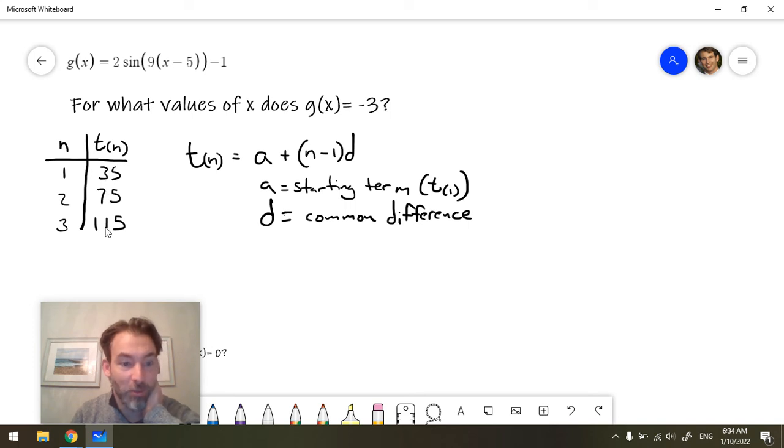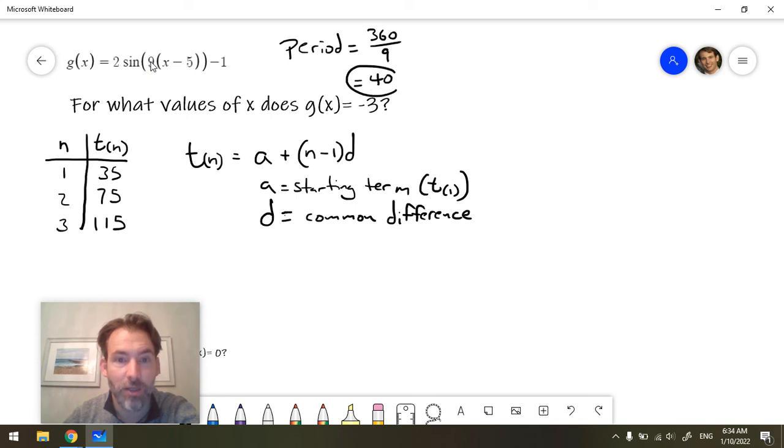We can see that these are growing by 40 at each time. And we can look at this 9 should be giving us a period of 40. So watch, if I know that 9 is K, let's find the period. So the period is equal to 360 divided by K, which is 9 in this case. That's equal to 40. Okay, so that gives us the common difference, and we see that there.